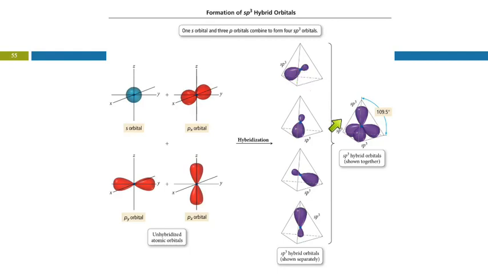I like the author's use of color because if you mix blue and red, you get purple, right? So these are hybrid orbitals. Any questions so far?